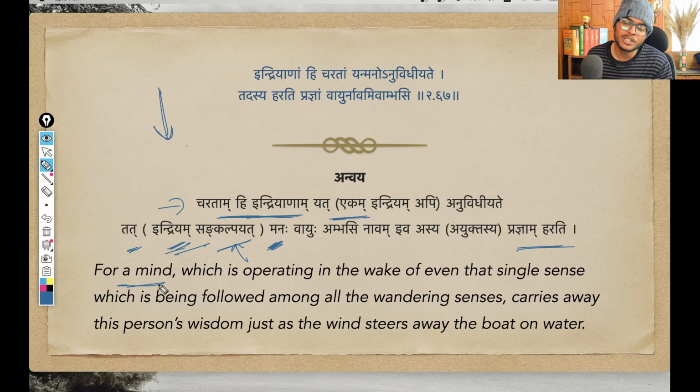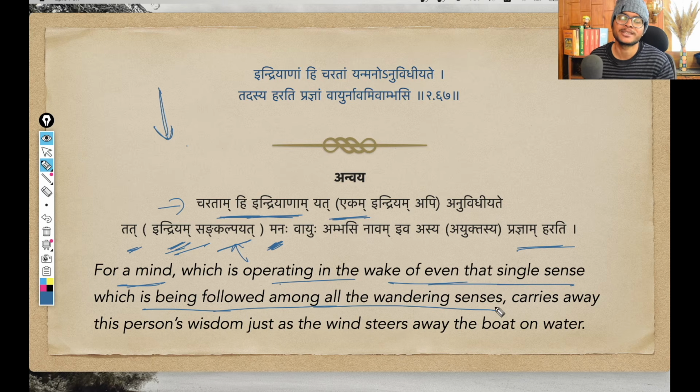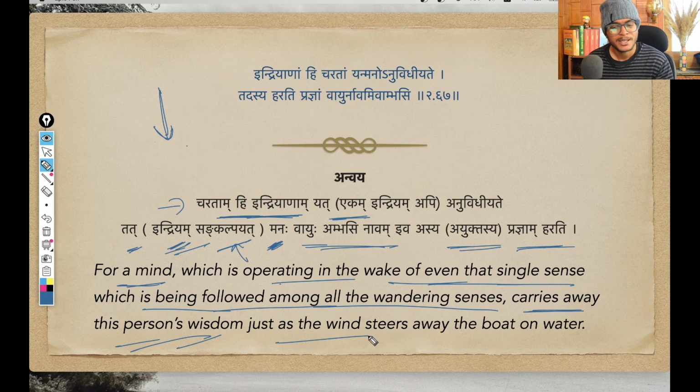So the entire meaning is that for a mind which is operating in the wake of even that single sense which is being followed among all the wandering senses, such a mind carries away this ayuktasya purushasya prajnam. Such a mind carries away this person's wisdom. And in what fashion? He is giving an upma here. Vayuhu ambasi navam iva asya prajnam harati. The mind carries away this person's wisdom just as a strong wind steers away the boat that is moving on water. Okay, so that is the translation of the shloka.